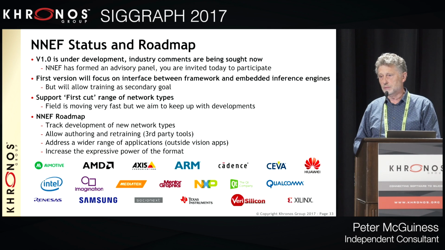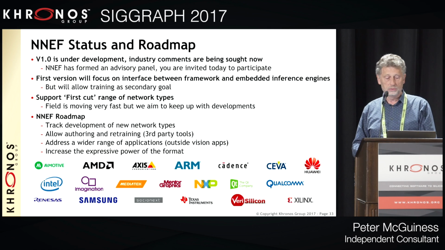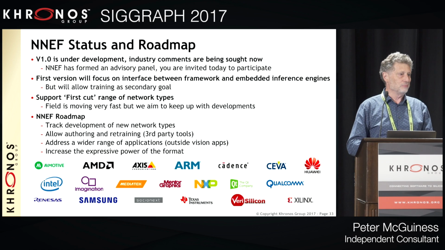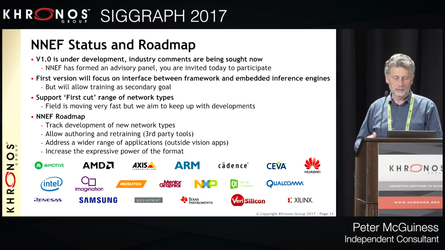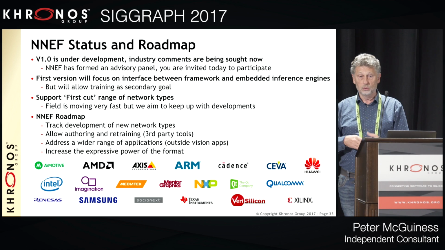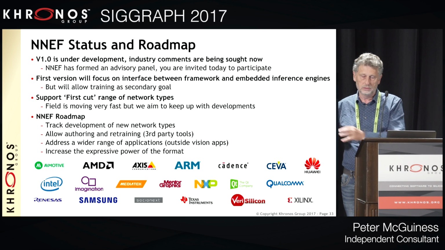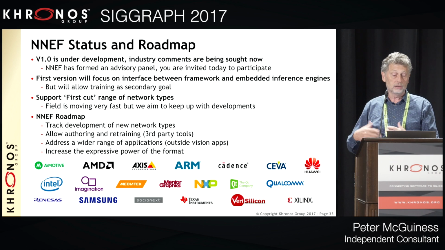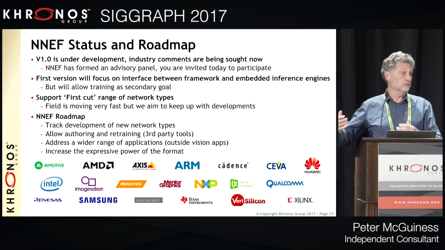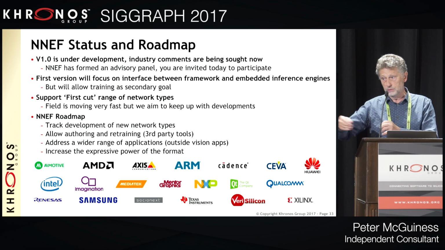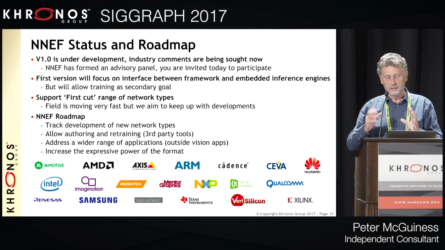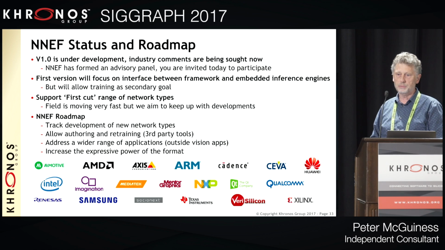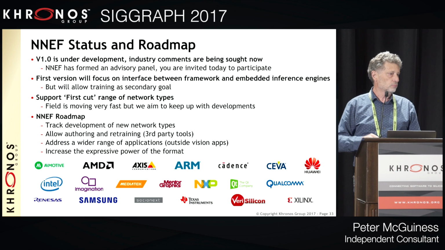We have a wide range of network types that are supported, but networks keep on being developed, so we keep on having to add them. That'll be an ongoing thing. So our objective is to track the development of new network types. We want to bring in authoring and retraining. This is not for version 1, this is for a subsequent version. And look at a wider range of applications which are outside of vision. Right now we're working very closely with OpenVX in the vision field, but it has applications outside of that. And then just expand the capabilities of the syntax to increase its expressive power.